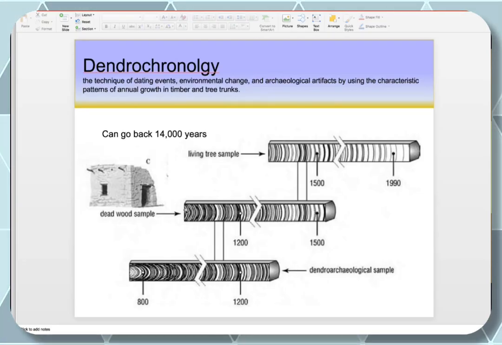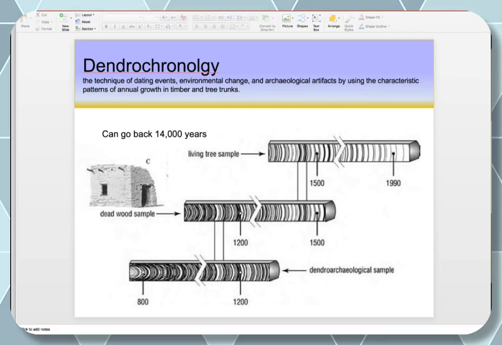And then we find another tree that we can use to date even farther. So again, we can go back and accurately get ages, in this case over in the year 800, which is over 1200 years from today, from the year 2000. And this technique of dendrochronology can go back to about 14,000 years.